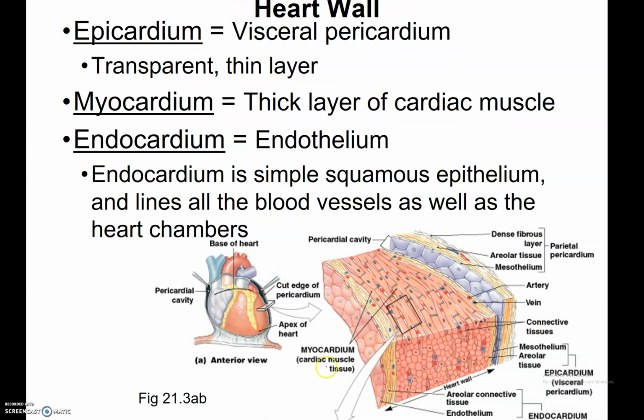So now let's talk a little bit about the heart itself. Those are just the sacs surrounding the heart. The heart is made up of cardiac muscle. The heart itself can be organized into 3 different layers. First, we have the epicardium, which is, again, the visceral pericardium. So visceral meaning deep. And this is a very thin layer. It's transparent. It's thin. Here's the epicardium right here.